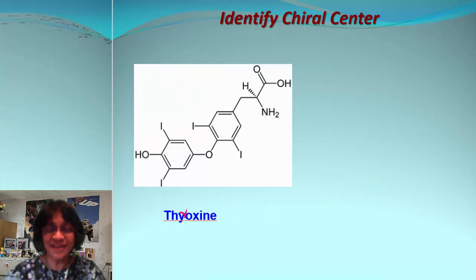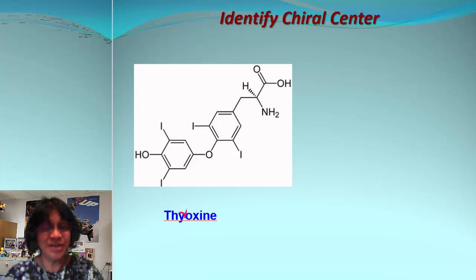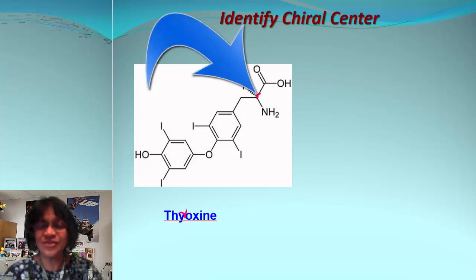So this molecule here is thyroxine. Can you find the chiral center in this molecule? Look carefully. Did you find it? Well, let me show you where the chiral center is. It's right over here. So this carbon has a couple of groups attached to it.